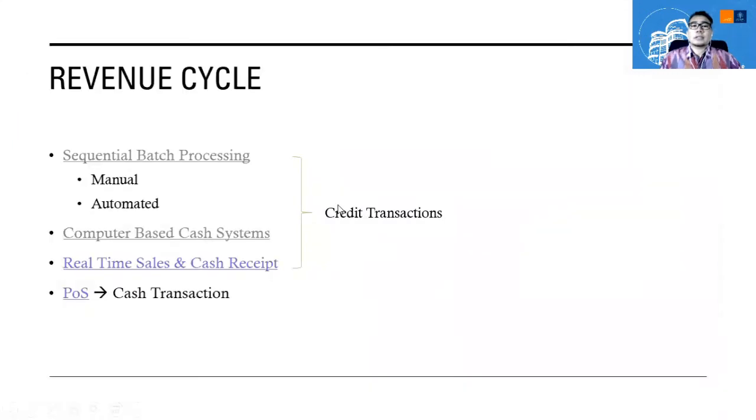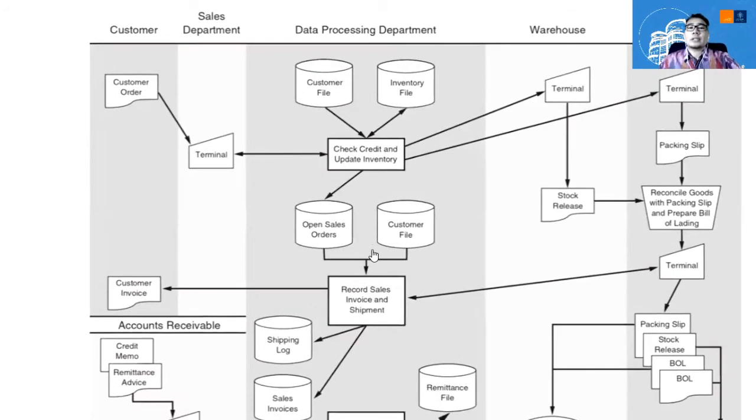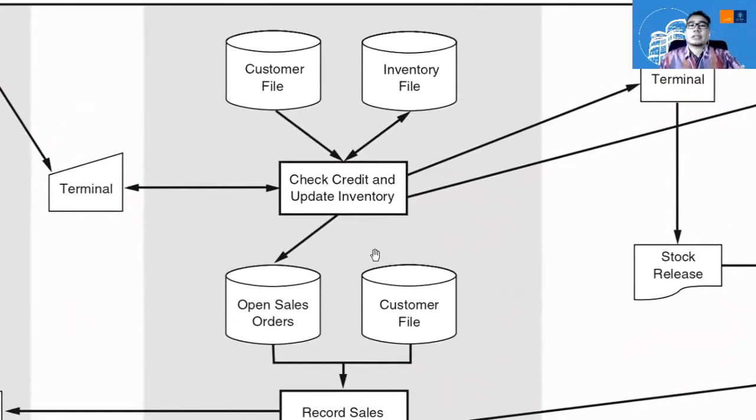Okay, and next is the third transaction, which is the real-time sales transaction and real-time cash receipts. Now let's look at what happens here. The biggest difference in this transaction is that there is no credit department. The credit department's task is actually integrated inside the data processing system. As you can see here, there is an automated credit check here and inventory update.